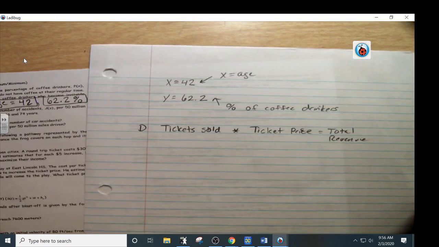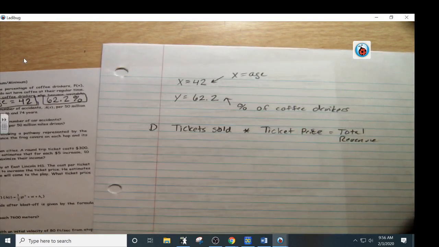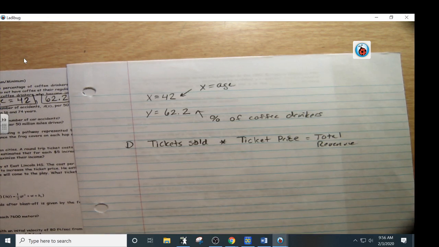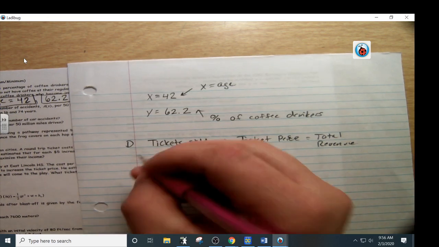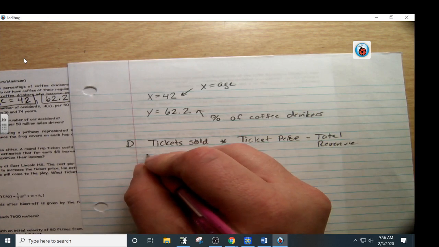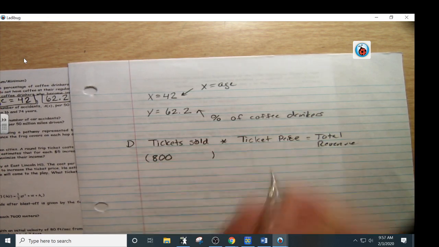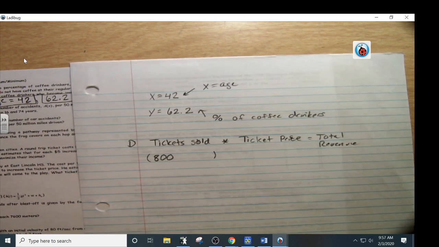Now, guys, it says that they transport 800 people a week. So that means they sell 800 tickets a week. So where tickets are sold, start a parenthesis and put 800 at the front of your parenthesis. If they're transporting 800 passengers, that means they sold 800 tickets, because you have to have a ticket to get on the plane, right?